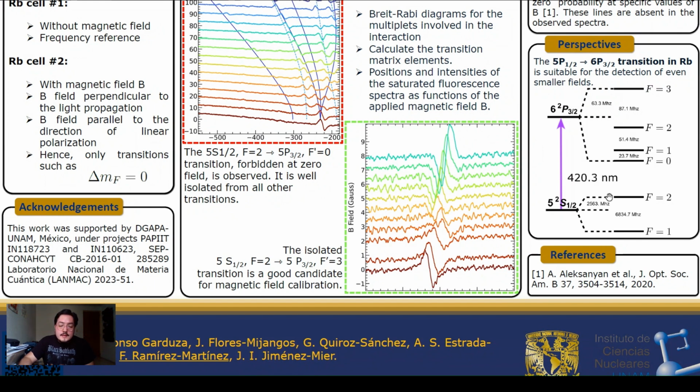We are currently exploring the second resonance transition in rubidium, the 5s to 6p, as a more sensitive magnetometry tool. Thanks for watching.